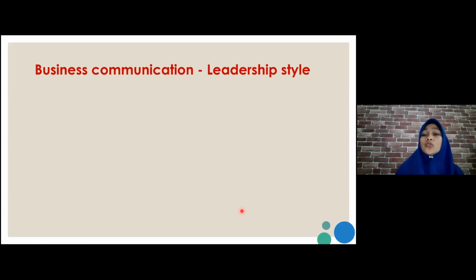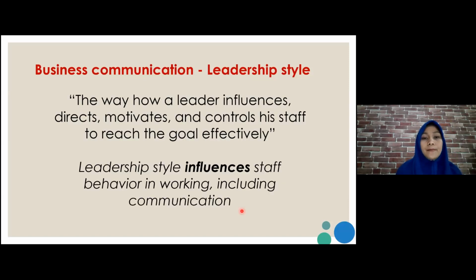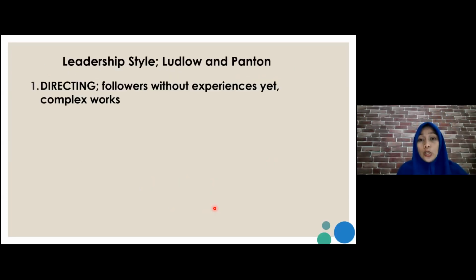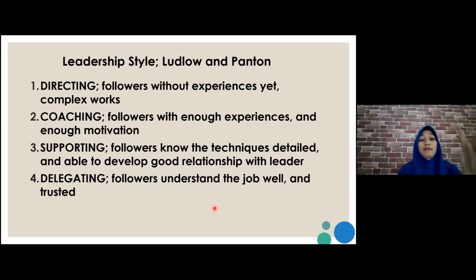In business communication, we also talk about leadership style. Now, what's leadership style? It is the way a leader influences, directs, motivates, and controls his staff to reach the goal effectively. And leadership style will influence the communication too. The leadership style of your boss, of the manager, of the leader of a company will influence the communication at the workplace. So Ludlow and Penton state there are 4 styles of leadership, observed from what has been done by some leaders in some companies.